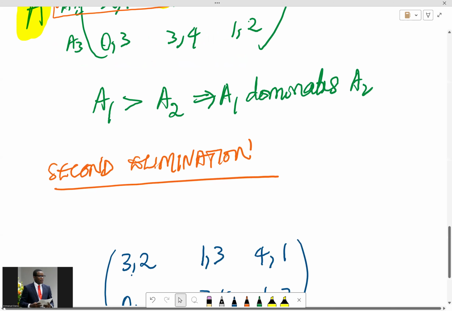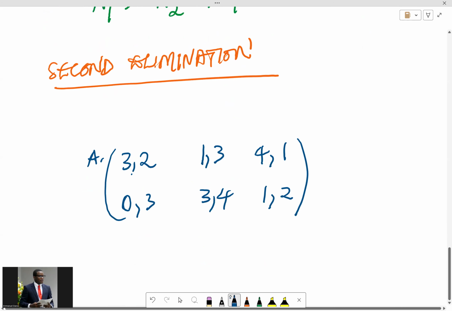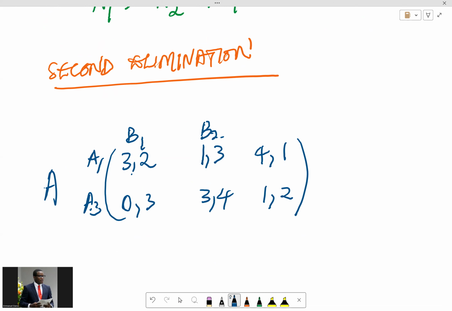So now, A2 is gone. So we have A1 and A3 for player A. And player B still has all his strategies intact. So B1, B2, B3 are still intact for player B. At this round of elimination, the focus is on B. So B is going to eliminate his own dominated strategies, let's assume. So what are we going to do? For all the possible strategies of A, which are A1 and A3, player B is going to check his own payoffs.